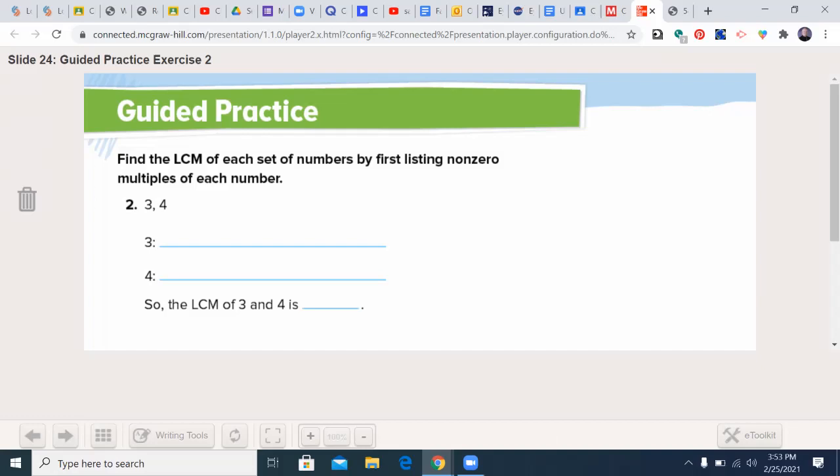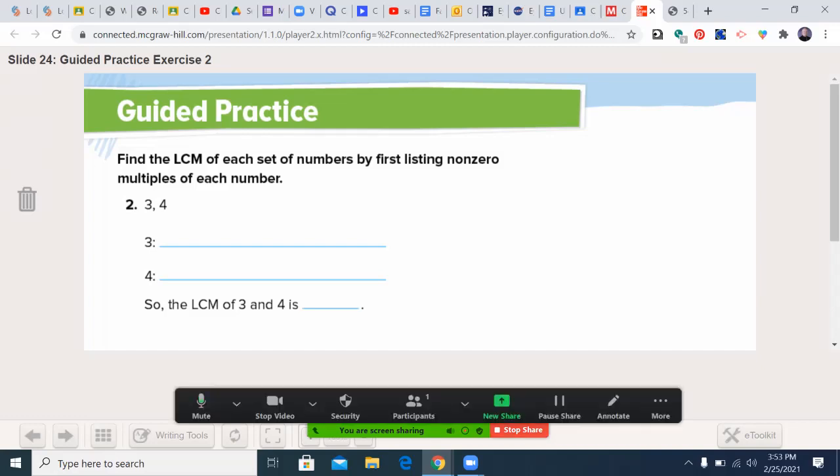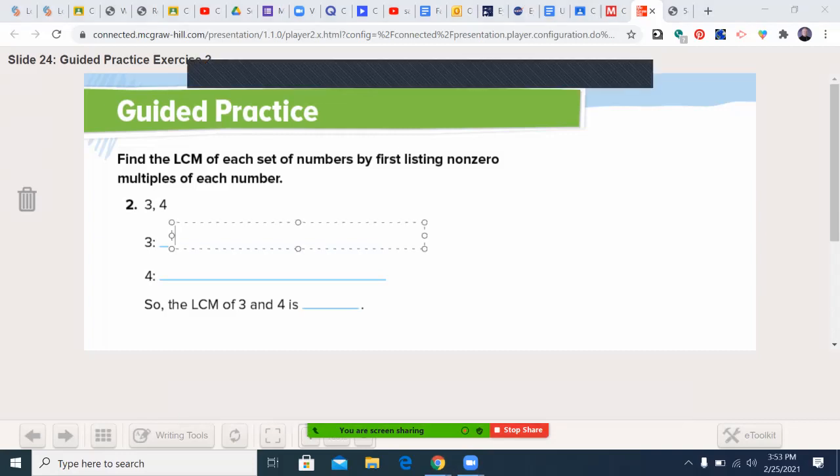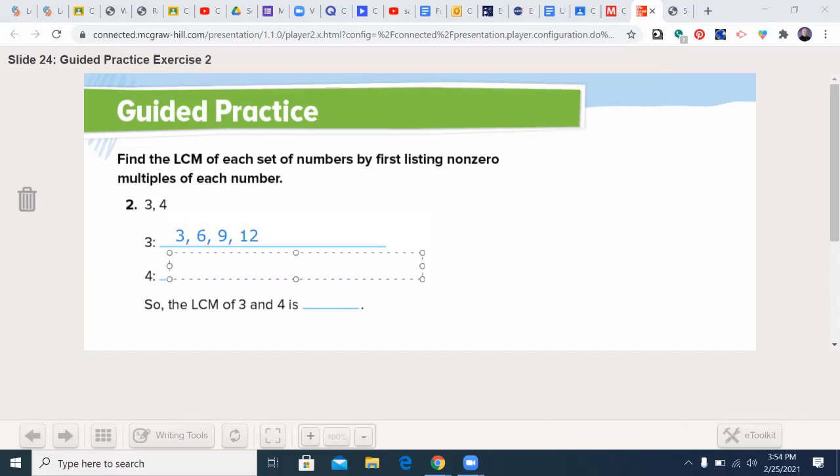Find your least common multiple. Find your multiples of 3. Give me at least 4 of them. So 3 times 1, 3 times 2, 3 times 3, and 3 times 4. So our 3 times 1 is, our 3 times 2 is, our 3 times 3 is, and our 3 times 4 is. Now, let's do the same thing before. It's 4 times 1 is, 4 times 2 is, 4 times 3 is, 4 times 4 is. What's our smallest number? You can see there's a 12 and a 12. That is the smallest or least common multiple. It's 12.